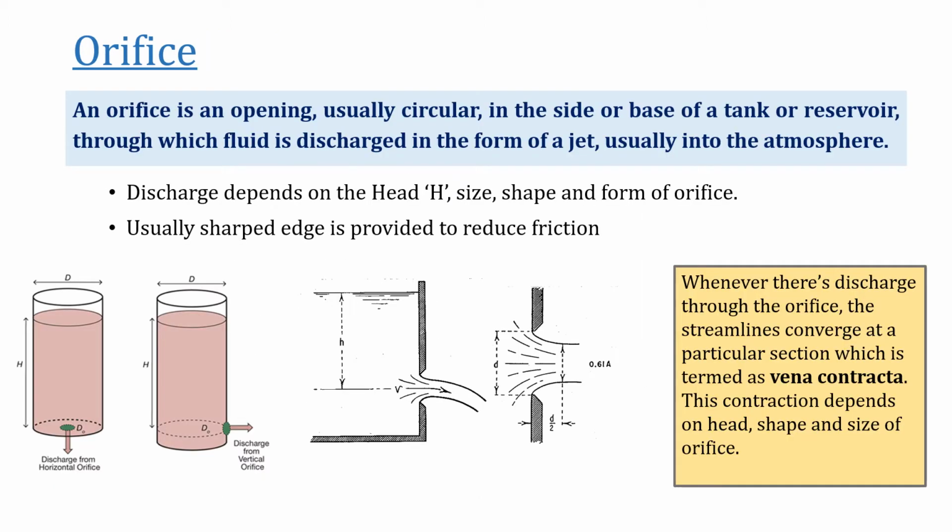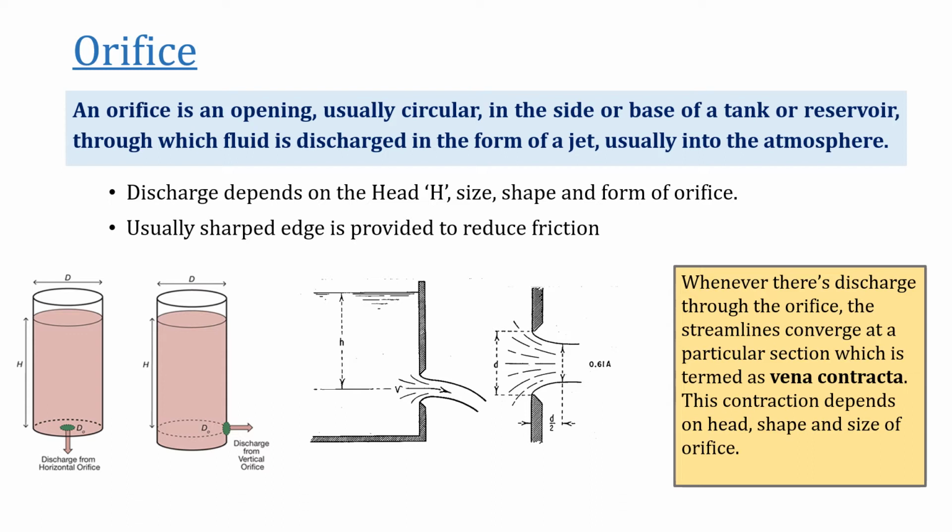An orifice is an opening, usually circular, in the side or base of a tank or reservoir through which fluid is discharged in the form of a jet, usually into the atmosphere. As you can see here, we have a horizontal orifice at the base of the tank, and a vertical orifice on the side wall of the container. The discharge through an orifice depends upon the head. As you know, discharge is area times velocity, and velocity is directly proportional to the square root of head h, and area depends upon the size, shape and form of the orifice.